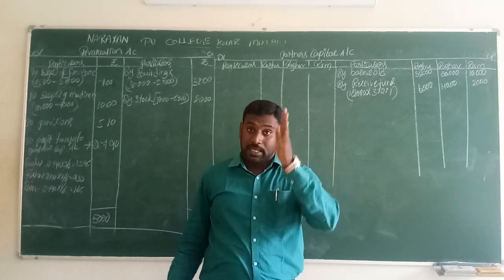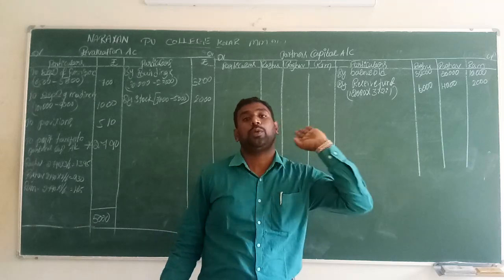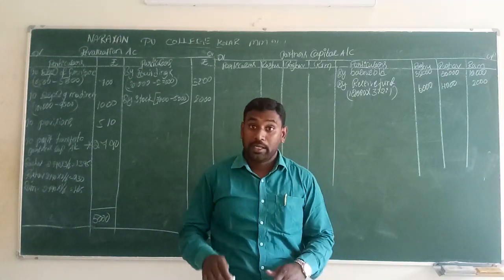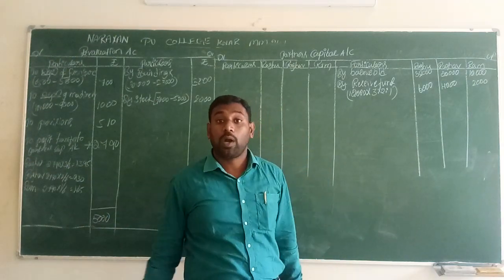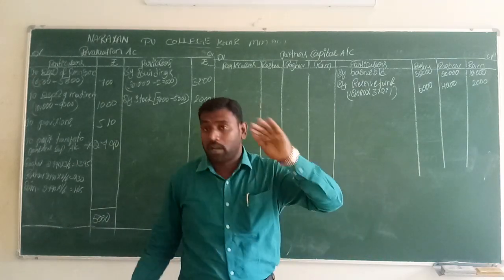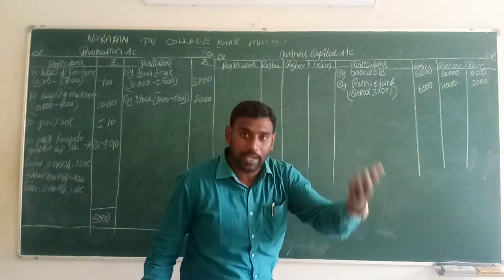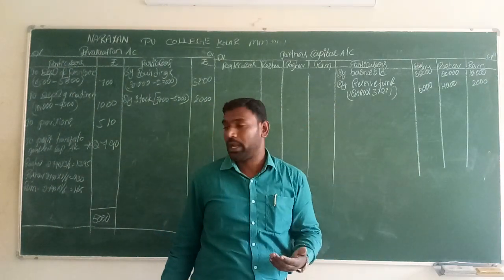If the 24,000 information is given, we have the right to distribute it among all the partners. But there is an extended adjustment. What is it? We have to create the retiring partner's share of goodwill. Whichever partner is going to retire, his goodwill we have to create. How much does he get?